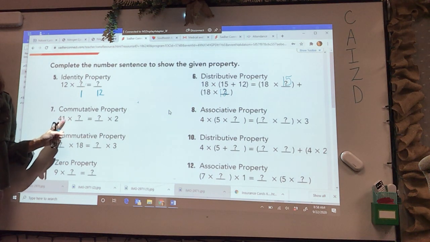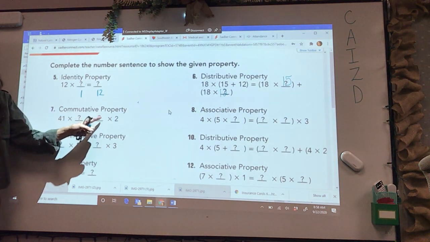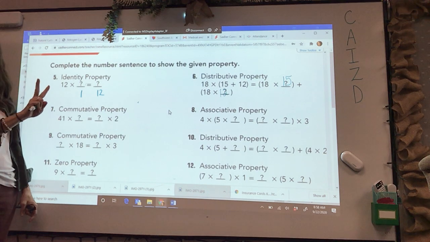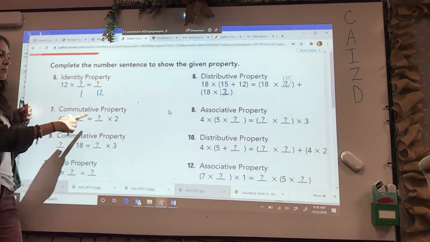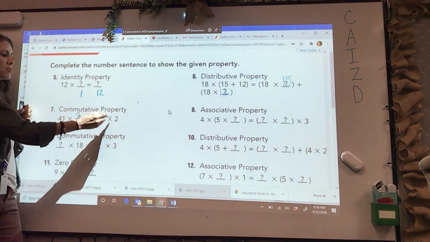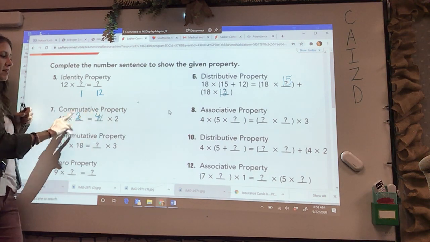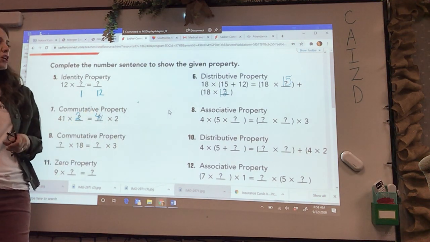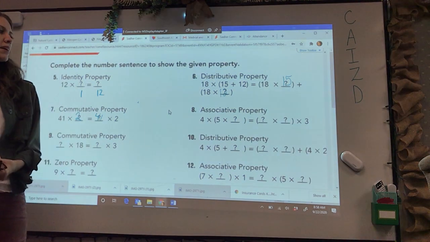41 times what equals what times 2? In order to make that in a way that you can just switch it around, 41 would be times 2, and 2 would be times 41, right? That would make it commutative. Good job. Next one, associative property.